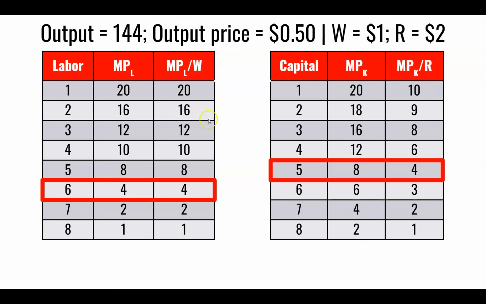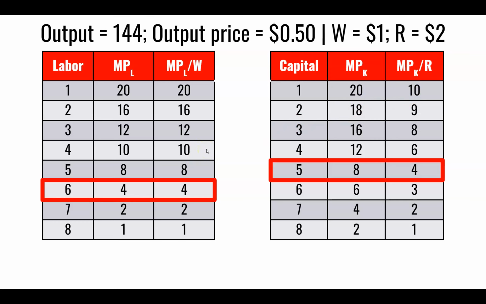Should I hire a third worker? Yes, 12 is greater than 10, so I still haven't hired capital yet. I have 3 labor, 0 capital. Is it the fourth unit of labor or the first unit of capital? Here, the marginal product per dollar spent are equal, so I'll go ahead and hire both.